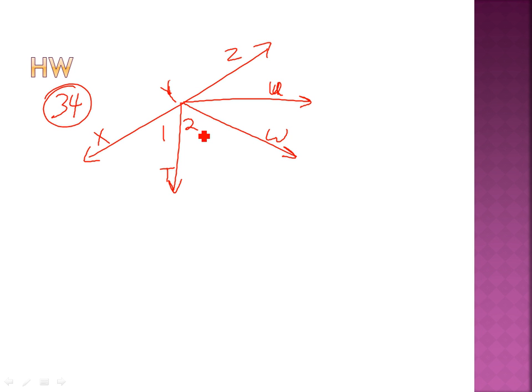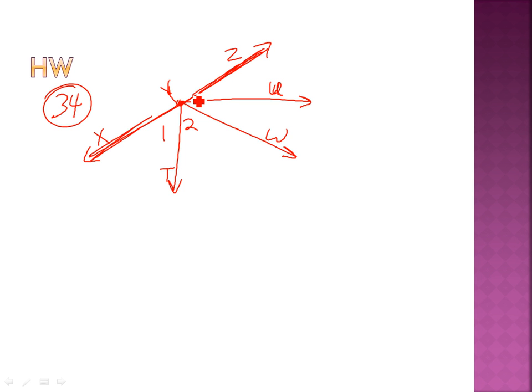In the figure, ray YX and ray YZ are opposite rays. All right, stop right there. These two are opposite rays. What's that tell us? They're 180. They form a straight angle, so all of these together should combine up to be 180 degrees.